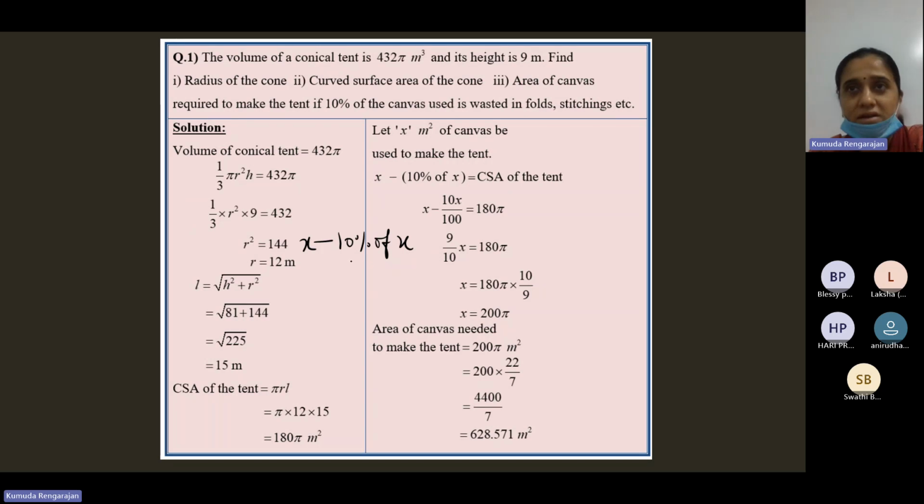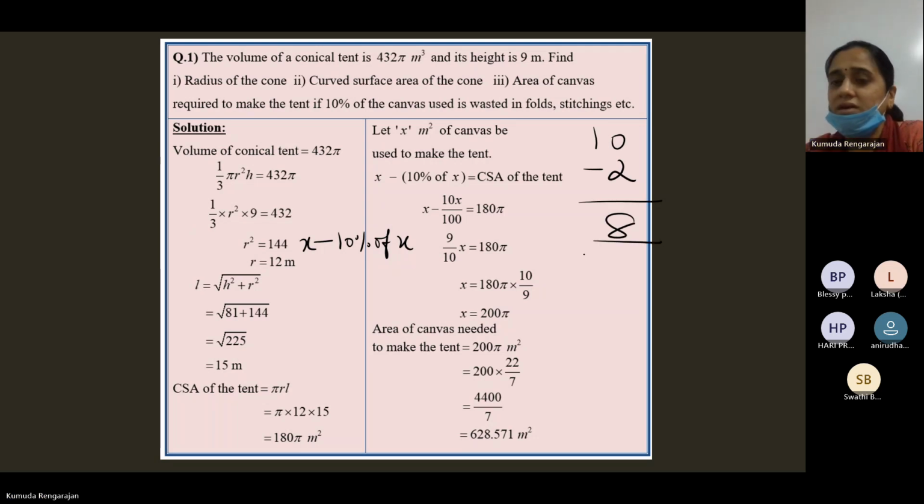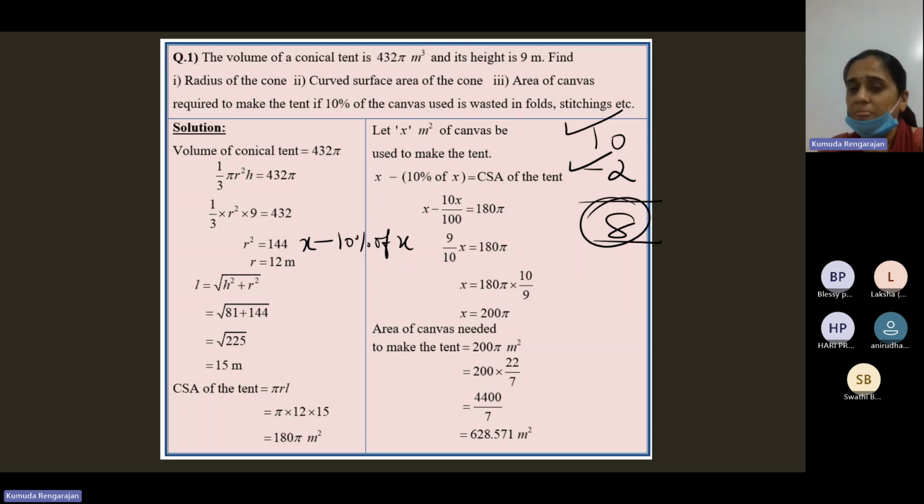Now this remainder, X minus 10% of X, that remainder, see, like if there are 10 chocolates and you eat 2 of it, what is the remainder? There are 10 and you eat 2. What is 10 minus 2? This is 8, which is the remainder, which is in the box.